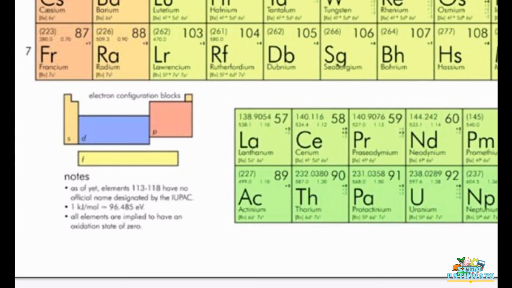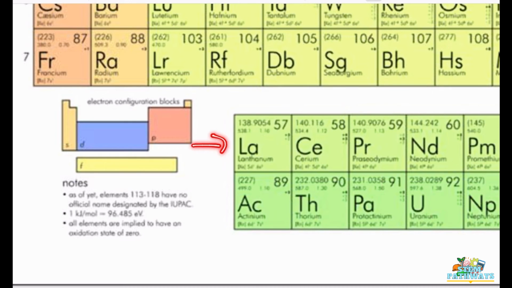Then down here we have our lanthanoids and then our actinoids. An easy way to remember it is because it is literally named after the first element in each of these periods right here. These are going to be the lanthanoids, and then these are going to be the actinoids.